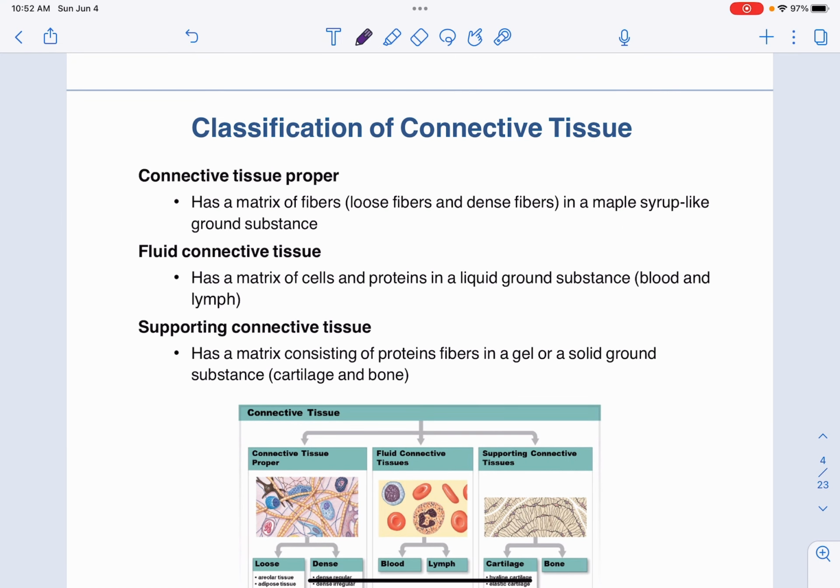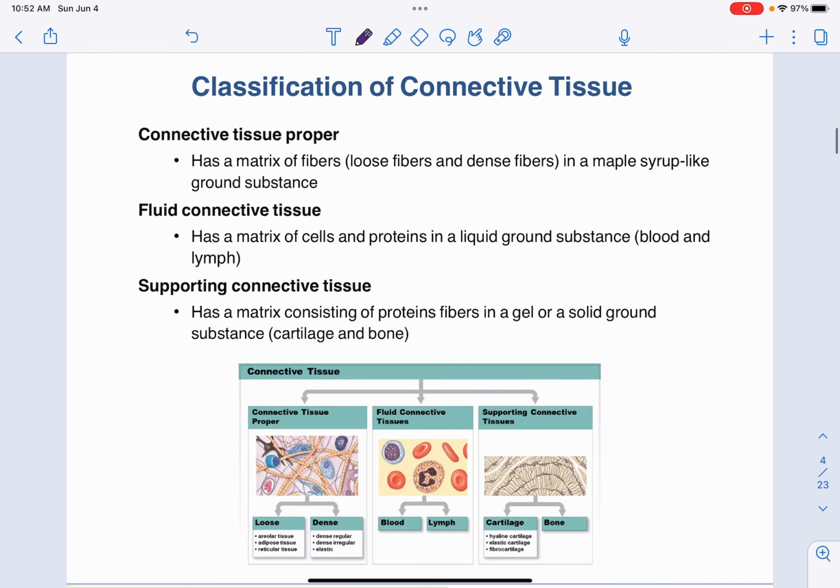So let's talk about the classification of connective tissue. So again, it is based entirely on the matrix and how the matrix is composed. So again, there are 3 different types of connective tissue. There's what's called connective tissue proper. This has a matrix of fibers, and it is kind of described as like a maple syrup-like ground substance. So it's pretty viscous and thick, but it's still semi-liquid.